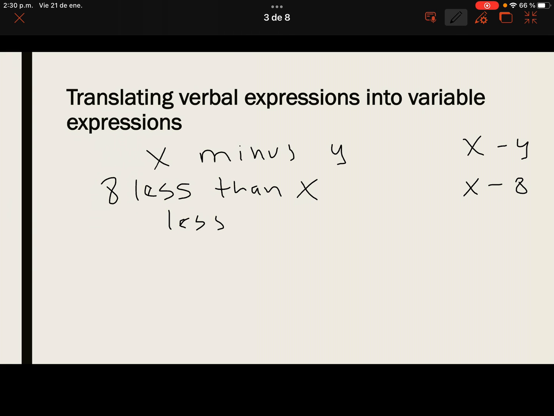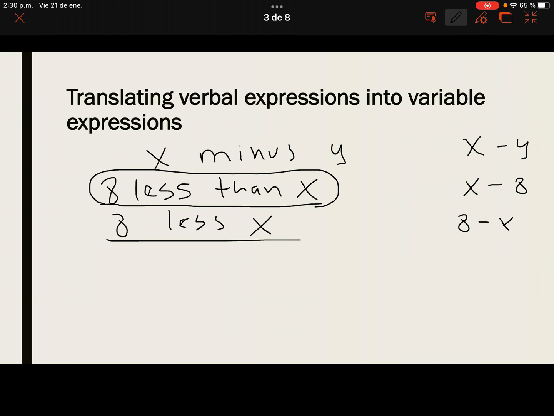Next one is just "less." The word less also means subtraction. For example, 8 less x means 8 minus x. Be careful with this example and the previous one. In the first one, the expression is written in a different way: x is first and 8 is second. But in the second, we have to keep the same order: 8 is first and x is second.